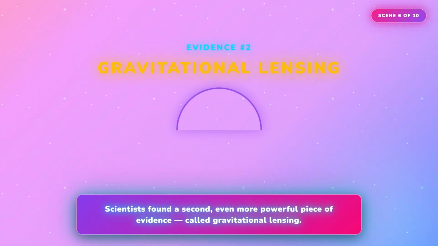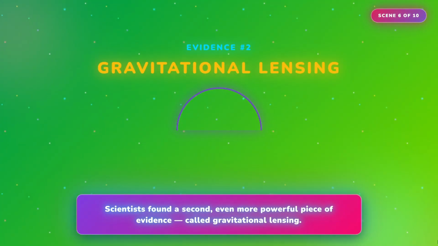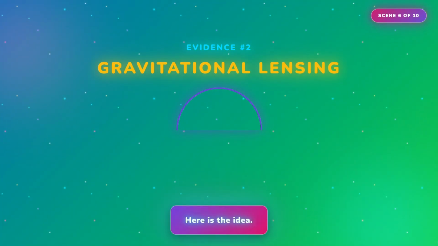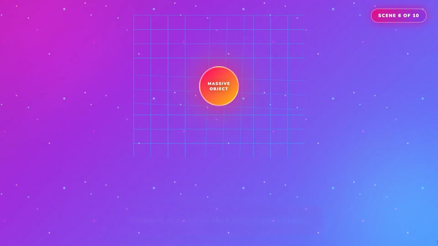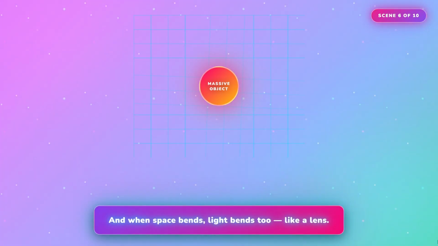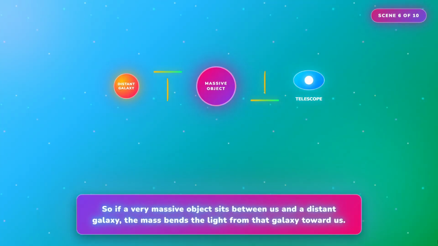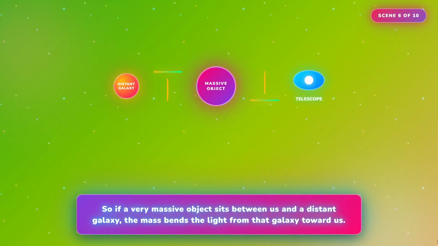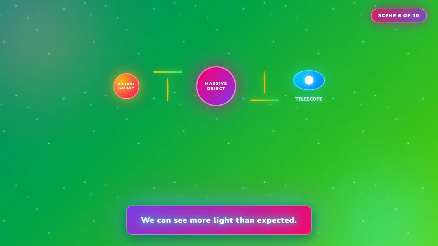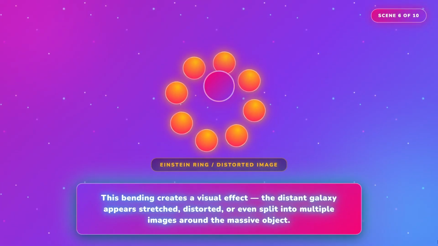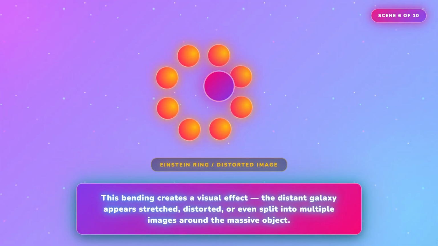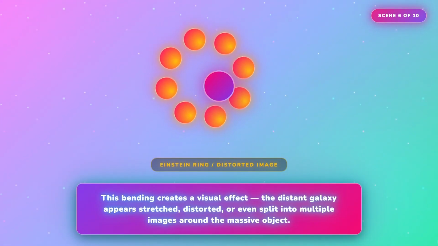Scientists found a second, even more powerful piece of evidence, called gravitational lensing. Here is the idea. Einstein showed us that mass bends space. And when space bends, light bends too, like a lens. So if a very massive object sits between us and a distant galaxy, the mass bends the light from that galaxy toward us. We can see more light than expected. This bending creates a visual effect. The distant galaxy appears stretched, distorted, or even split into multiple images around the massive object.